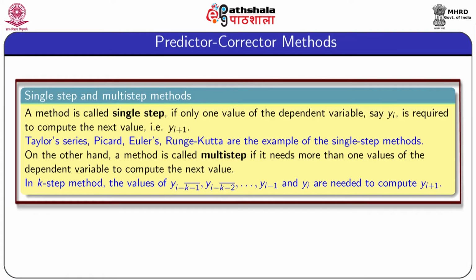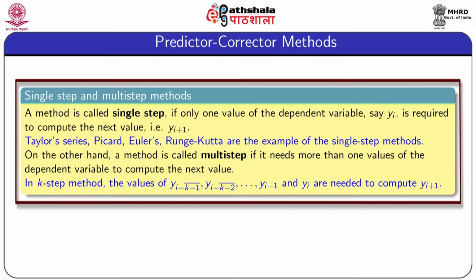First, we define single step and multi-step methods. A method is called single step if only one value of the dependent variable, say yi, is required to compute the next value, that is yi plus 1. The Taylor series method, Picard method, Euler's method, Runge-Kutta method are examples of single step methods.